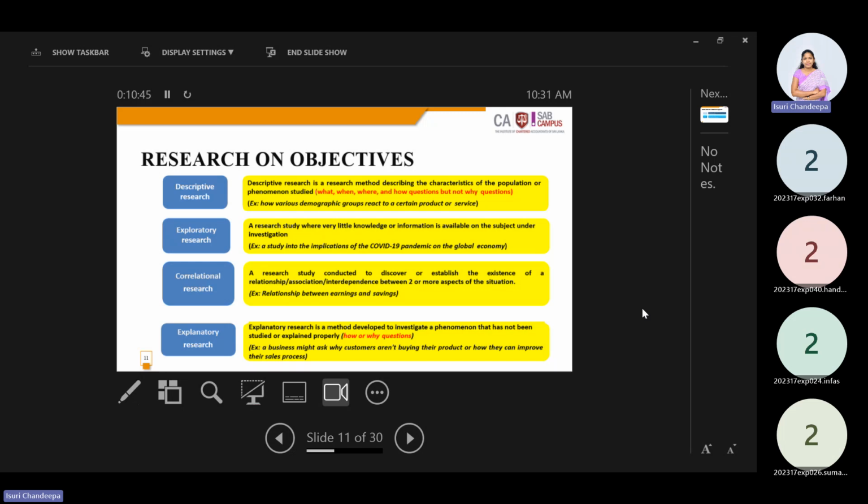What are we going to find? What are the factors affecting their buying behavior? Right? So what are the factors affecting the high turnover? What are we going to do? We inquire about our population, not why. We are identifying what. What are they? So then, next one, exploratory research.